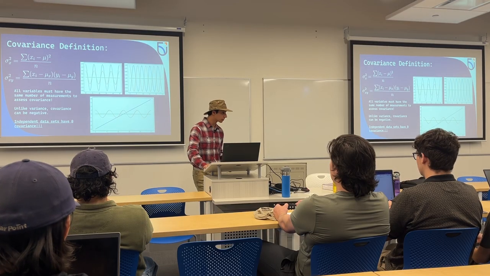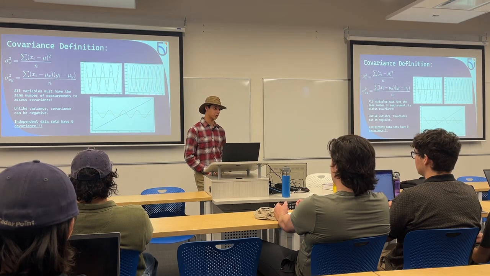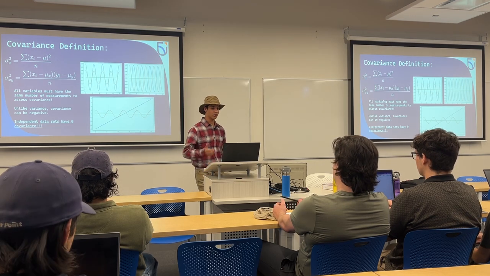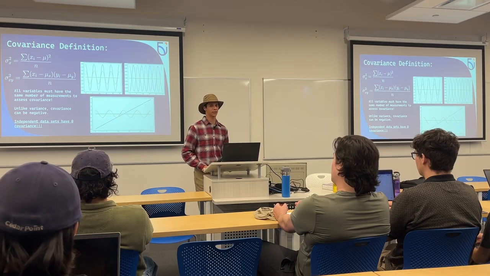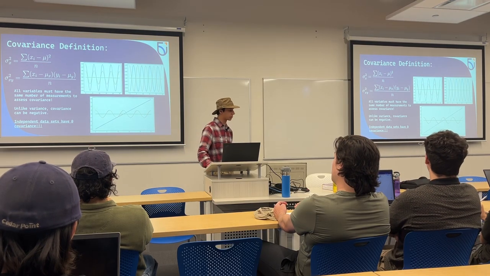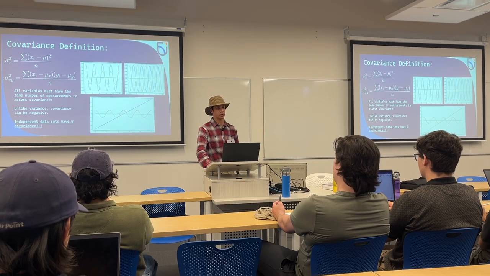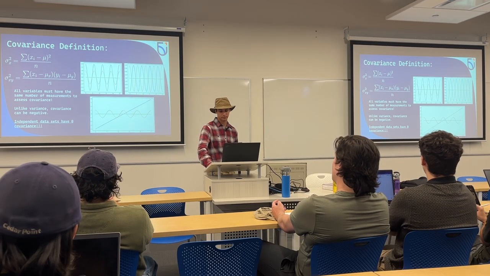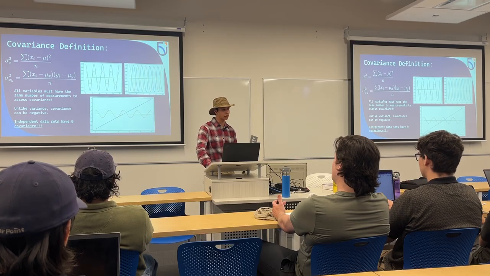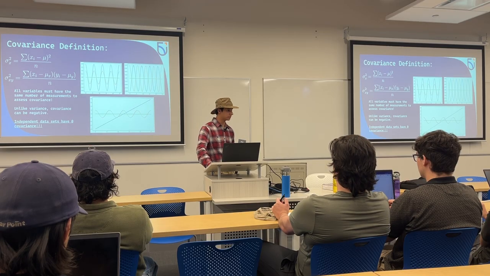Because what are you doing in linear regression? You're looking at the relationship between two variables. And if they're correlated, then they should have a covariance. And underlined here, because it's very important, independent data sets have 0 covariance. Are there any questions on this? If it's unclear, please speak up. No? Are we good to keep moving on? Okay.